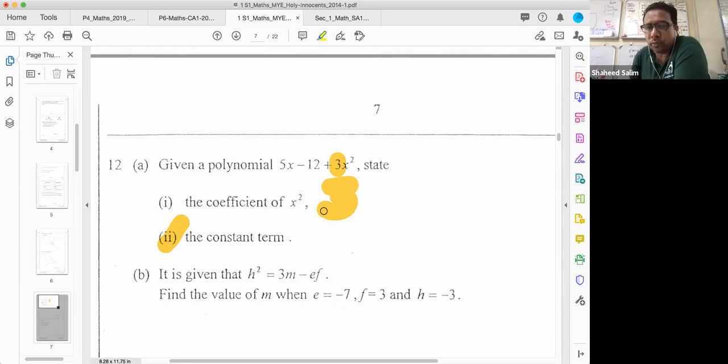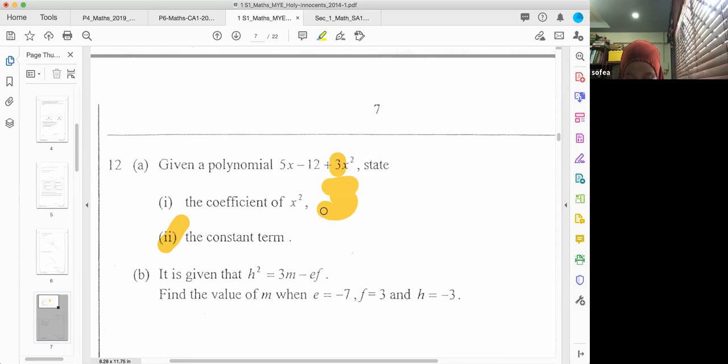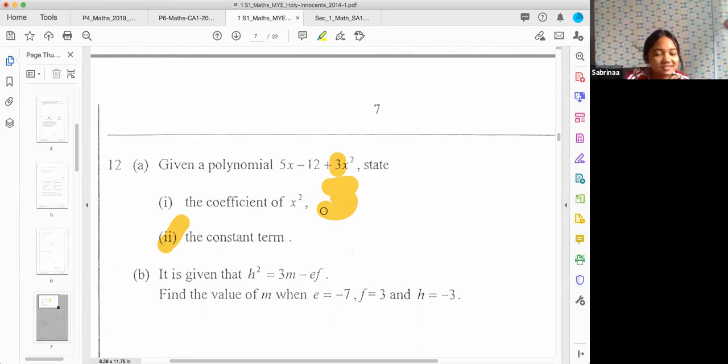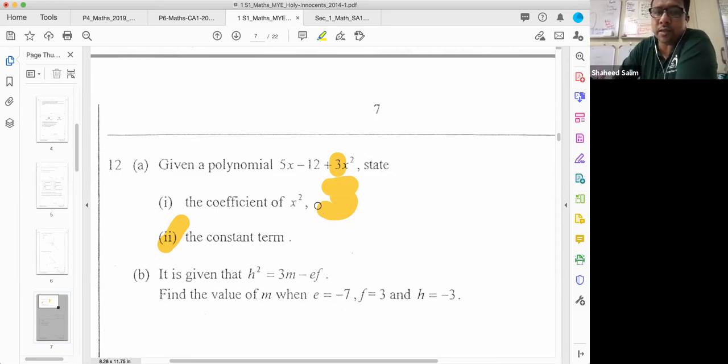Anyone can guess? Who knows what is constant? Shafika? Sabrina? Constant. Make a guess. Like the same. Like the same. So in this case, which one is a constant? It will never change.